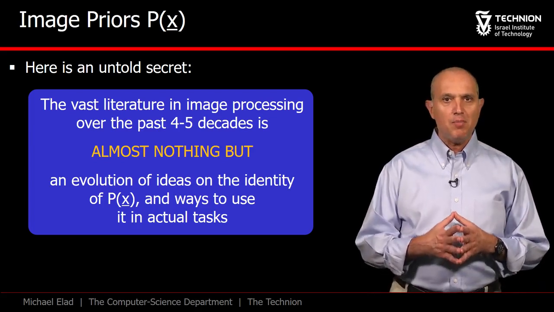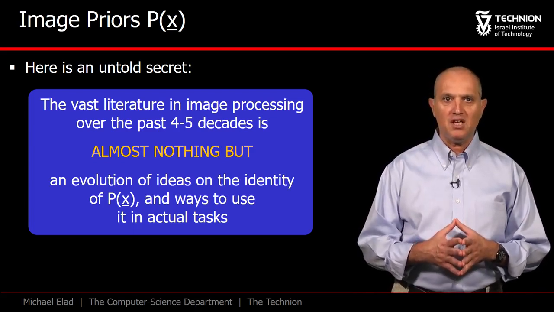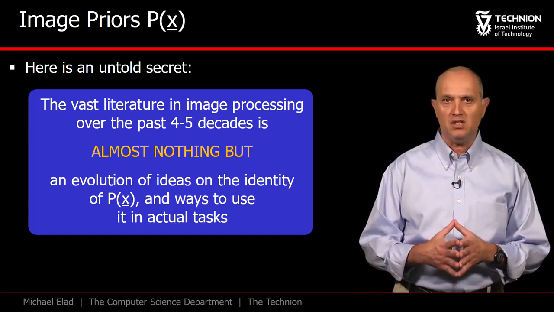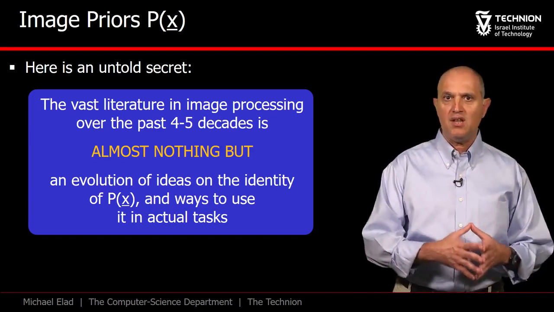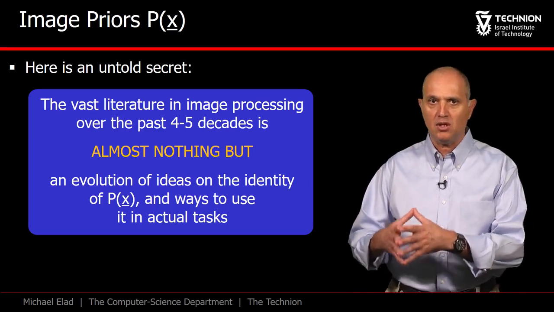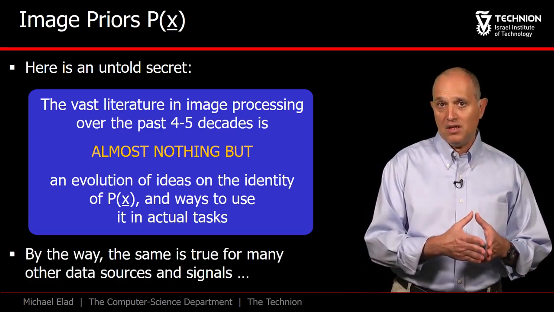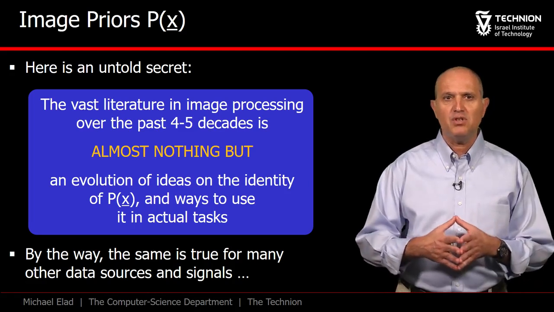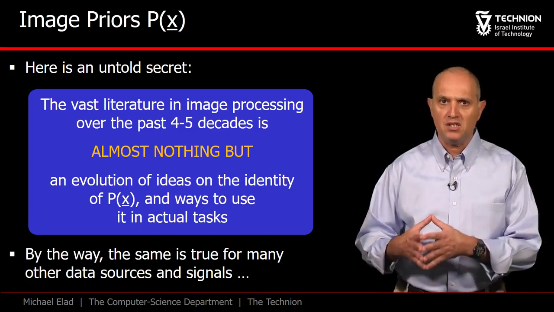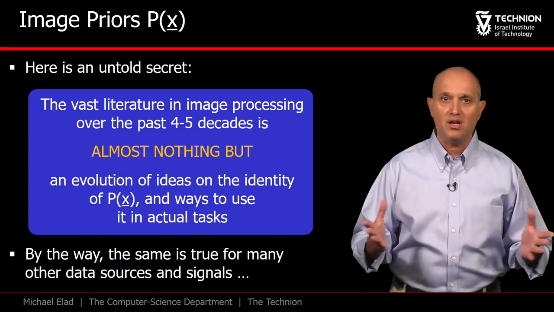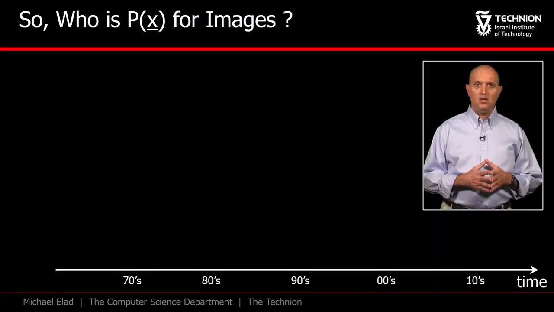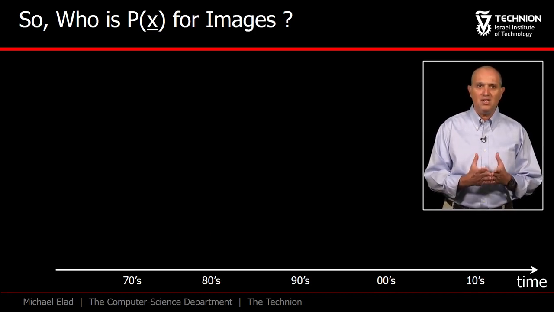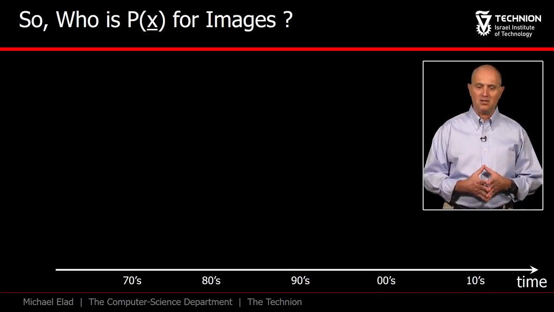Indeed, many of the papers published over the past several decades are nothing but an evolution of ideas on how to choose P of X and then how to use it to handle actual tasks. You might think that the above statements are unique to image processing, but actually the same is true for many other subfields in signal processing. Priors are everywhere. So how could we identify P of X for images? Think about it. This does look like an impossible task.